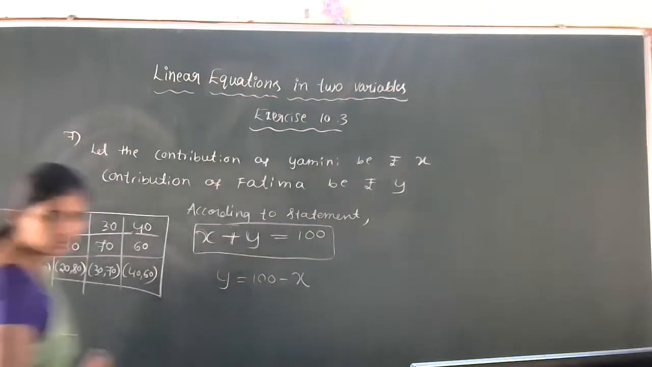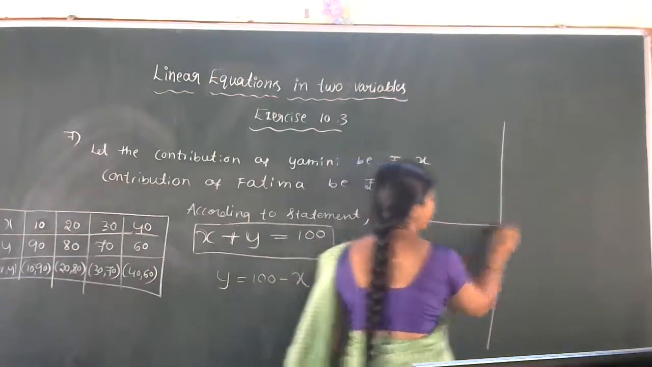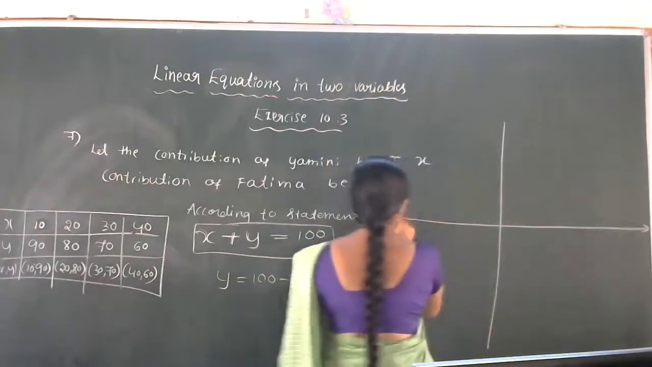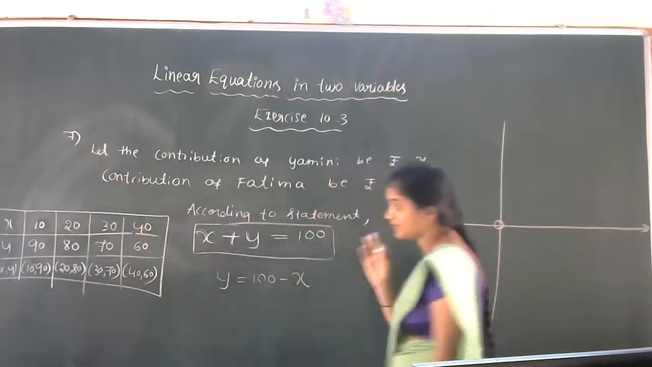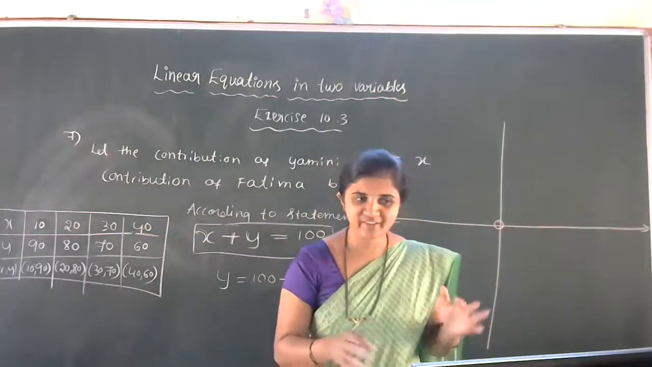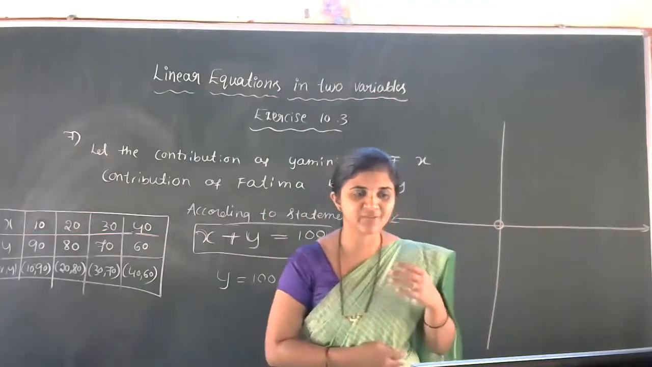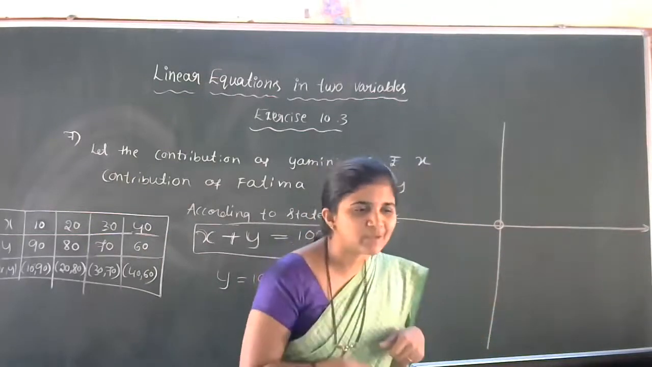Why did I take values like this? I'll explain. Now you have to draw the graph of this expression, so we have to take the scale. See here, very large numbers: 10, 20, 30. All the values are multiples of 10. Are you observing? So you can take the scale on the x-axis and y-axis as multiples of 10 only.